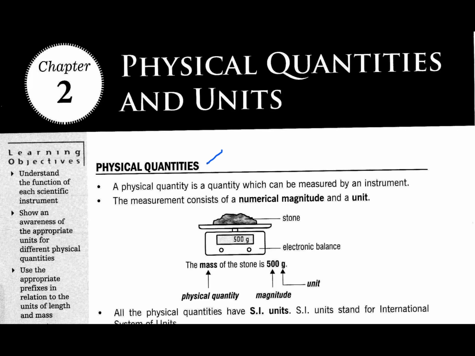Physical quantities are actually quantities that can be measured by an instrument. They have a numerical magnitude, meaning they have a numerical number followed by a unit. For example, mass is a physical quantity. In this case, the mass of the stone is 500 grams. So the physical quantity known as mass, in this case, has a value or a numerical magnitude of 500 and a unit of grams.